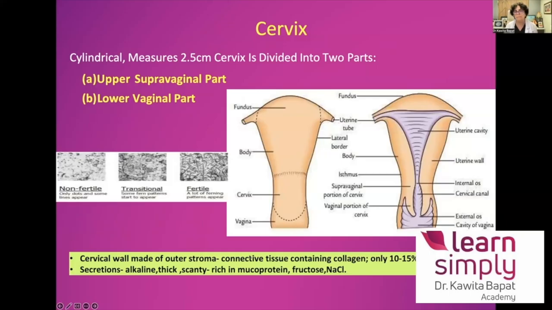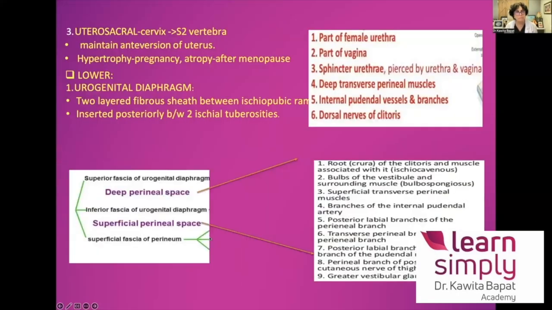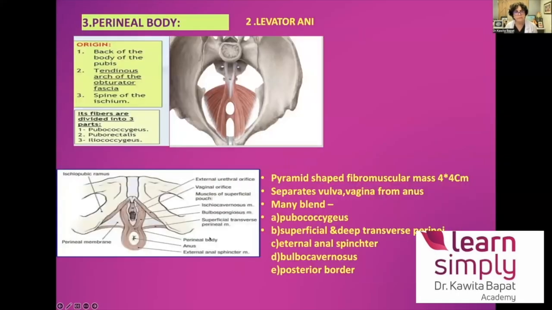So again, this may be a repetition, but I'm telling you why it's important. The cervix is the lower part, made up of outer stroma, connective tissue, and smooth muscle, with alkaline, thick, scanty, mucoprotein-rich mucus. I'm just touching a little on pathology. So I think this is a repetition.